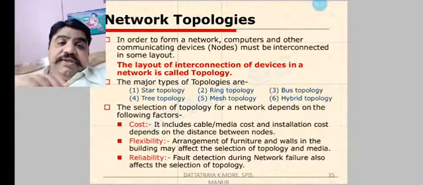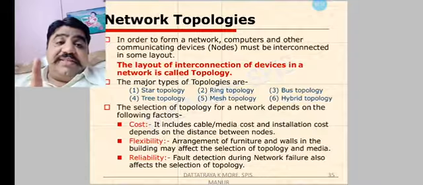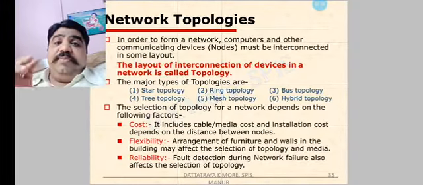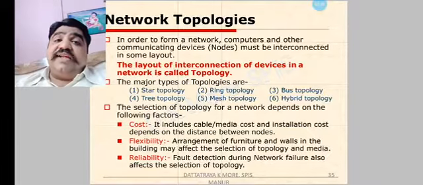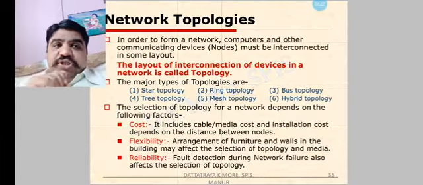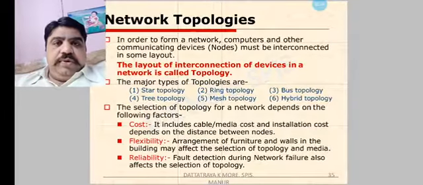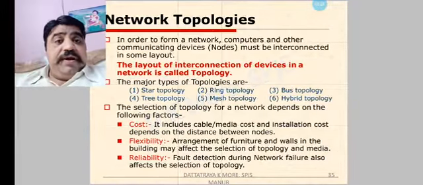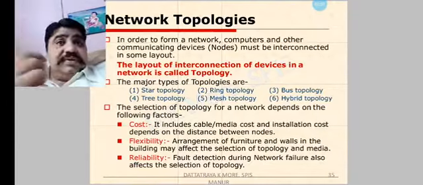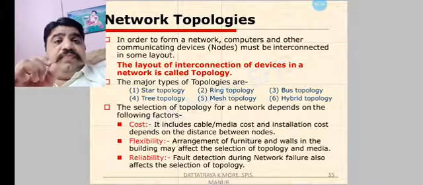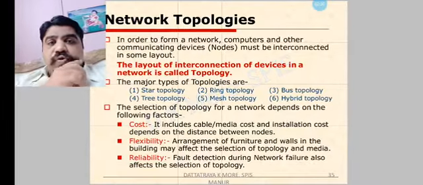Then flexibility, the second point, is very important here. The arrangement of the furniture and walls in the building may affect the selection of topology and media. It depends on your furniture, because sometimes the furniture is already made and then we need to put our setup in. So we need to adjust accordingly, and that flexibility is very important.